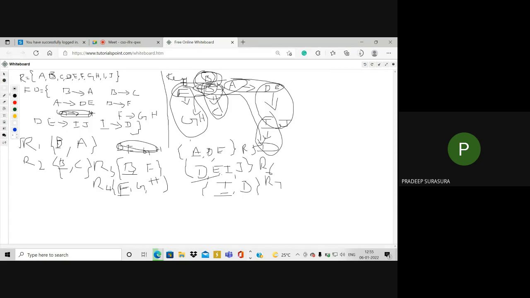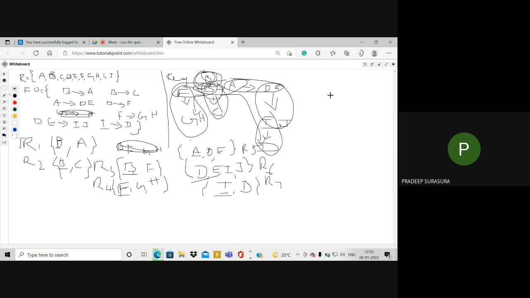FGH in one table, BF in one table, BC in one table, AB in one table, ADE in one table, DIJ in one table, IND in one table. This will be the easiest way to solve this problem. Anybody have any more questions? This is the problem being asked in the VTU exam.